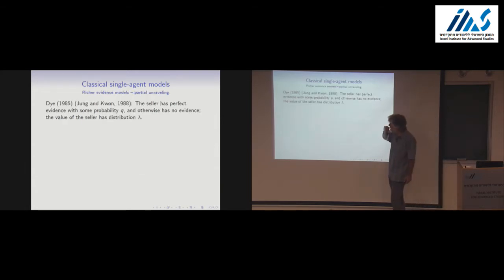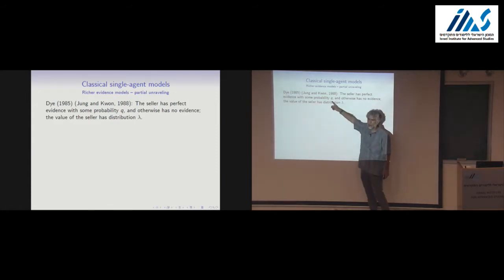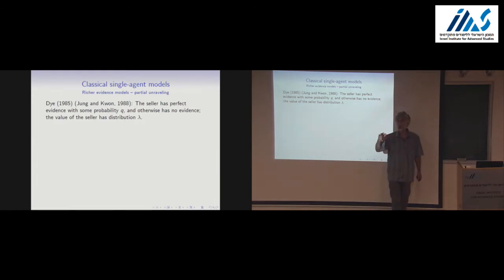So Dye in 1985 and Jung in 1988 improved and developed that model. They considered a model where the seller has perfect evidence, as in the Grossman-Milgrom environment, with some probability, and otherwise has no evidence. So q is going to be the probability of having evidence, and lambda is going to be the probability distribution over values.